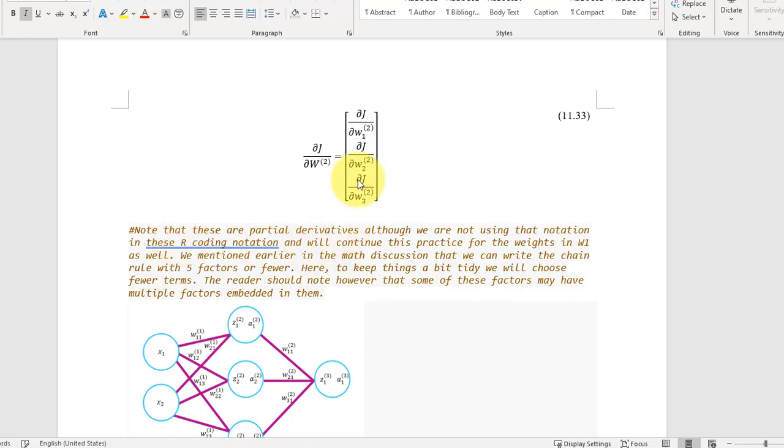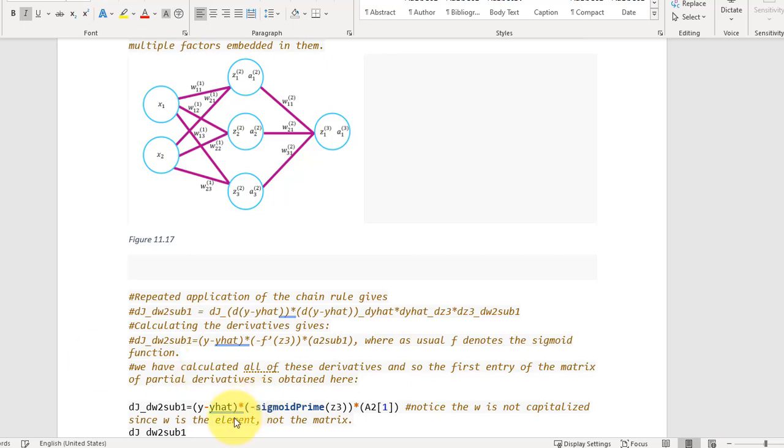Okay, so there's a note here that says these are partial derivatives, but we're not going to use some kind of partial derivative notation in our R code. And also this is for W2, but the same thing is going to be true for W1. So to figure out dJ dW2 sub 1, so that's here.